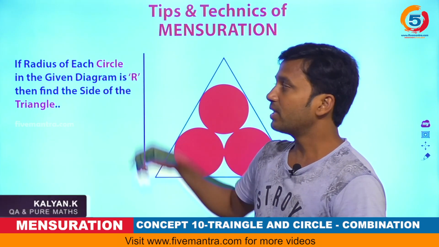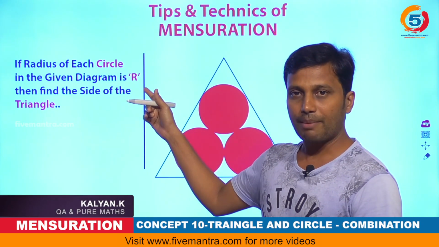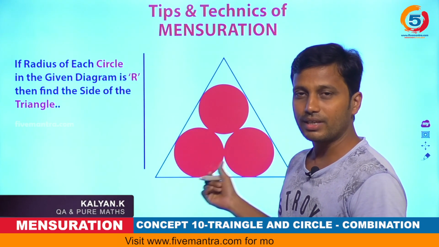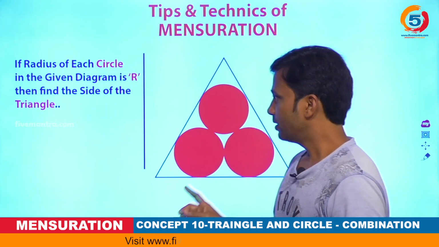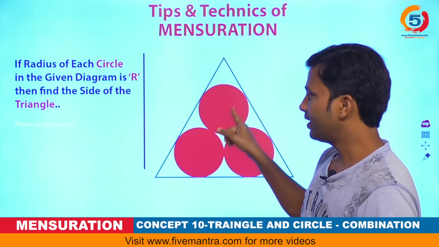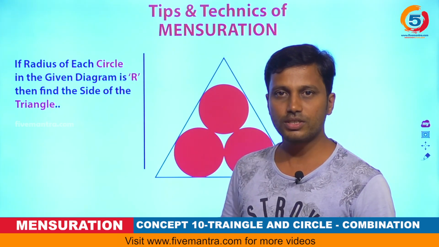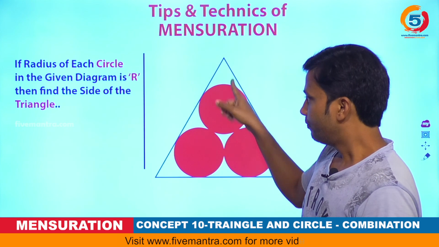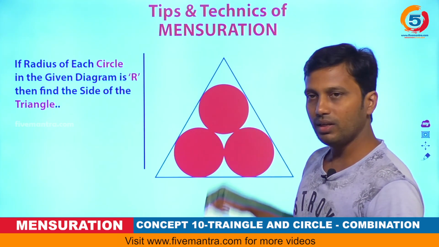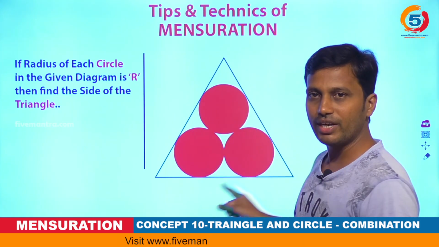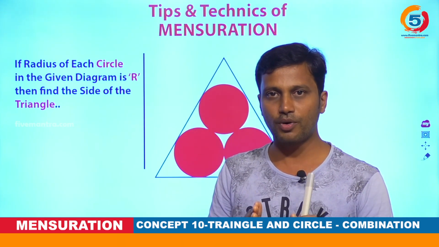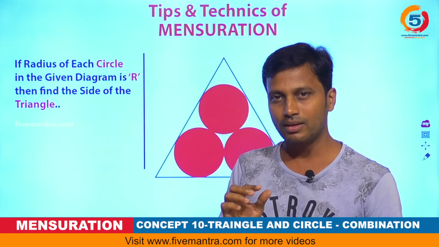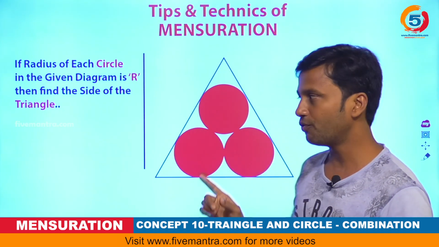If the radius of each circle in the given triangle is capital R, then what is the side of the triangle? Here we need to focus upon only one thing. Here the radius of all the circles given inside are equal. First thing. Second thing, when the radius of each circle is equal, then this triangle should be equilateral. I want to focus upon the major points and the very basics, so I'm going to focus upon.